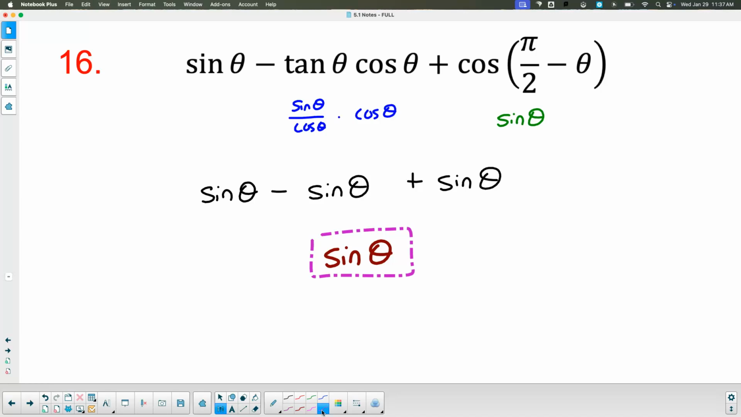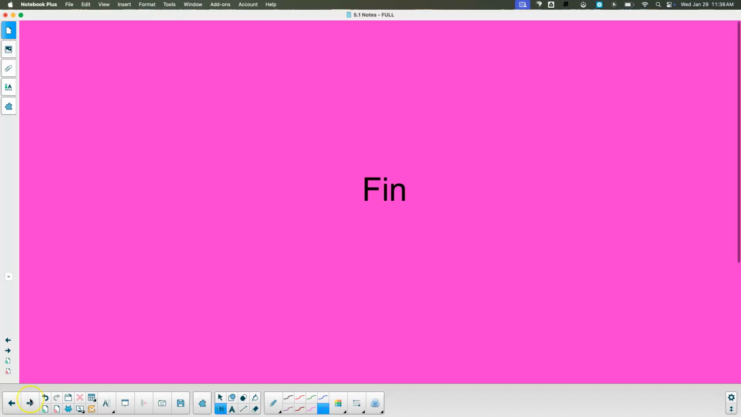I get sine of theta. Yes? Ish? Well, you should have gotten the whole thing. You now have the ability to do all of the numbers 1 through 16 in your HW packet that you should have gotten yesterday.